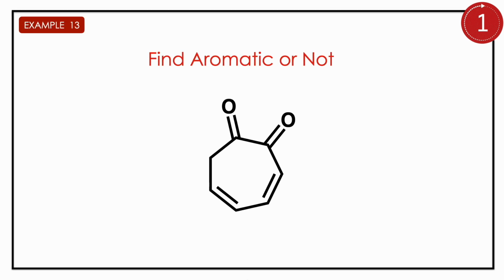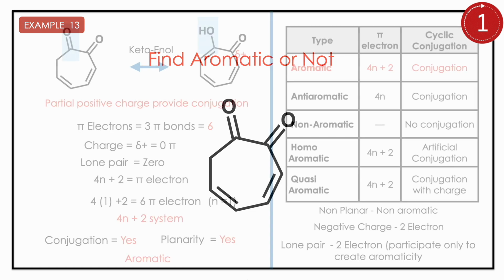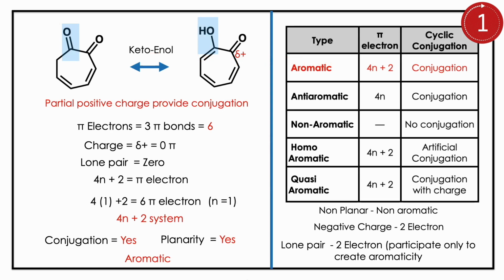Then the next example, you have a heptane system with a diene and 2 ketones. You should find whether the compound is aromatic or not. The system is kind of tricky because you are creating the aromaticity by keto-enol tautomerism. One ketone becomes enol, meaning you are gaining aromaticity. So 3 pi bonds in conjugation, and the partial positive charge, which is delta plus, provides the conjugation. So totally 3 pi bonds, so 6 pi electrons. So 6 pi electrons means it is a 4n plus 2 system where n is 1. Conjugation is there, planarity is there, 4n plus 2. So the given compound is aromatic.